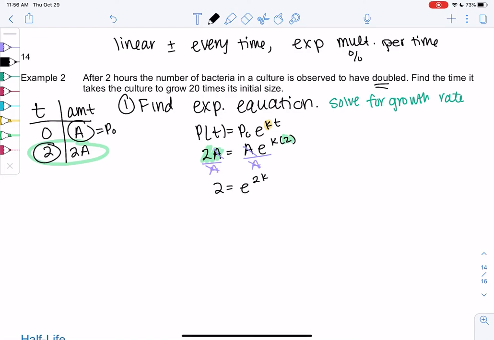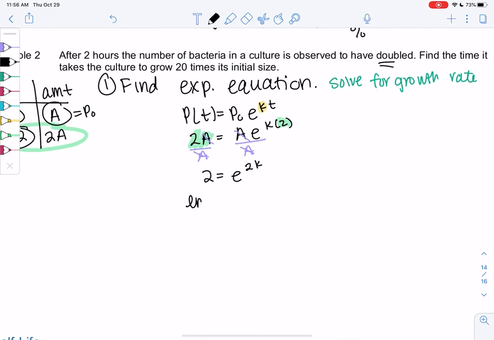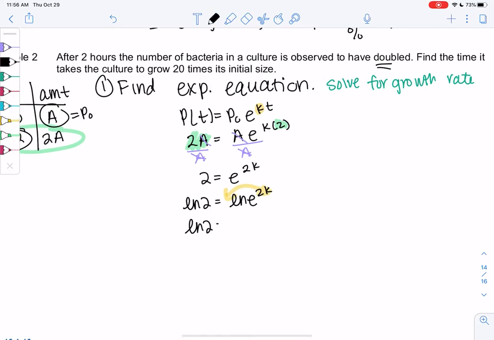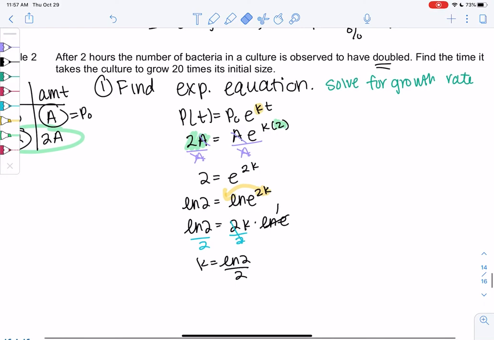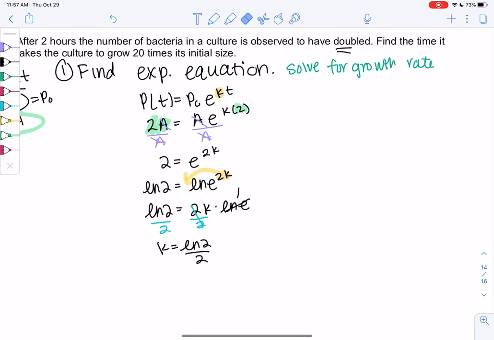We just learned we can solve this by taking the ln of both sides. So ln of 2 equals ln of e to the 2k. The 2k comes out front. And ln of e is 1. So k is just ln of 2 over 2. So I usually leave it exact. It is more accurate exact, but you could approximate it if you want. But I'm going to leave it exact. It'll make our answer more appropriate, more exact.